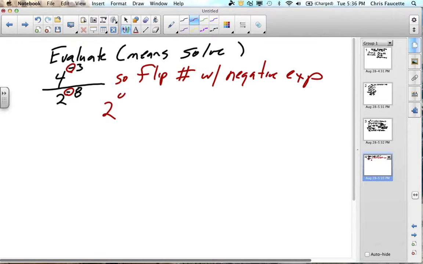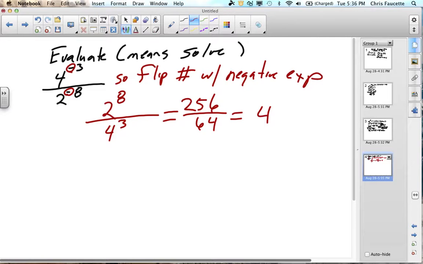So I'm going to end up with 2 to the 8th over 4 to the 3rd. Now, there are a couple ways of solving this. We can go straight forward. You can raise 2 to the 8th power, which is 256. 4 cubed is 64. You divide those out, that's 4. The other way to do it is to use your law of exponents and write this as a power of 2.